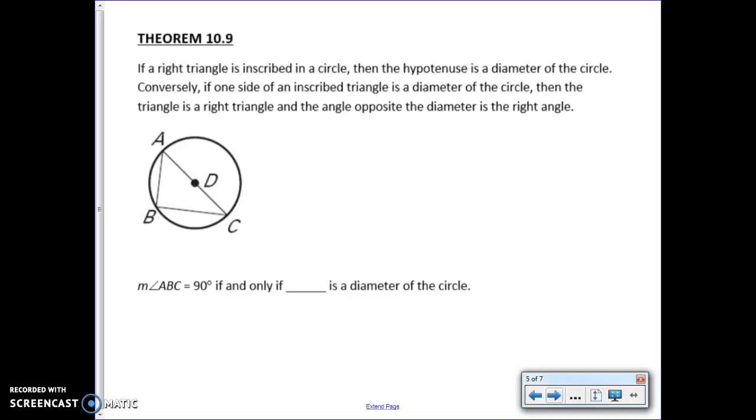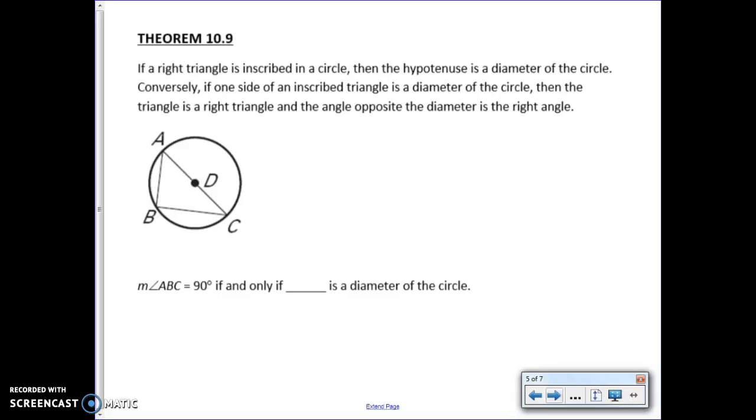Alright, if a right triangle is inscribed in a circle, then the hypotenuse is a diameter of the circle. Conversely, if one side of an inscribed triangle is a diameter of the circle, then the triangle is a right triangle and the angle opposite the diameter is a right angle. That's a lot of wording there.